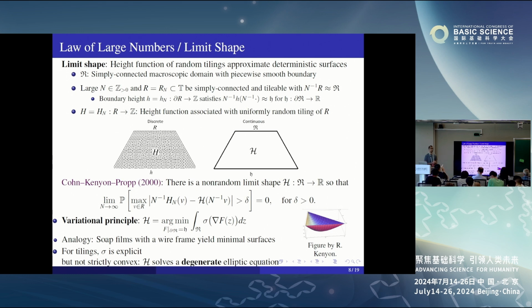And the difference between what happens in the minimal surface problem and tilings is that this sigma is not strictly convex. So in particular, this h will satisfy a degenerate elliptic equation, and one will often have to deal with these issues when analyzing these limit shapes. So the moral of the slide is that this height function h associated with the random tiling of a big domain converges to a non-random limit that solves a variational problem that is complicated. It's non-trivial.